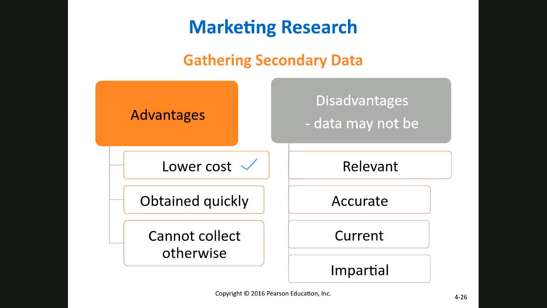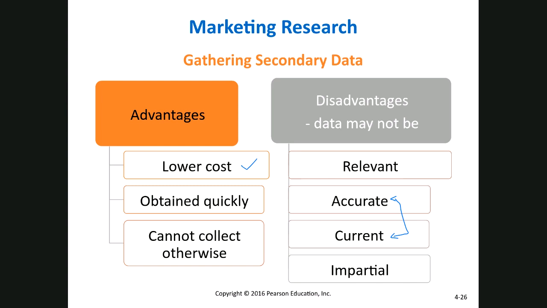Disadvantages: they weren't collecting the data for us. The census is not collecting data for Target, let's say. So some of it might be useful, some of it not. How old is it? I'm going to put accurate and current together. Is it a year old, 2 years old? Have there been big changes in a certain geographic area that now make the numbers no good?